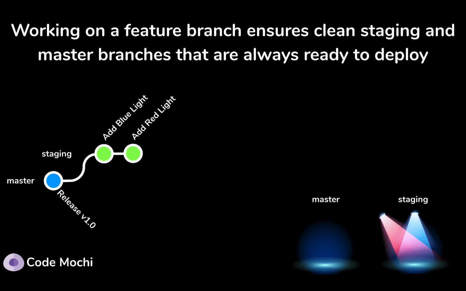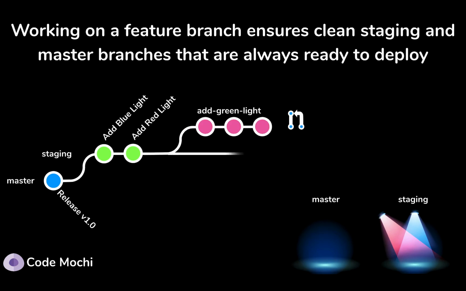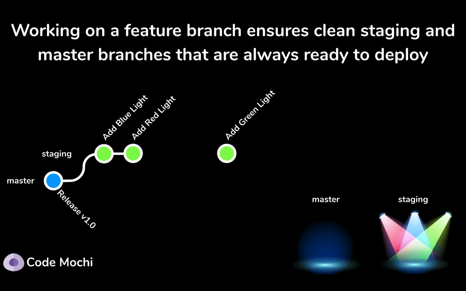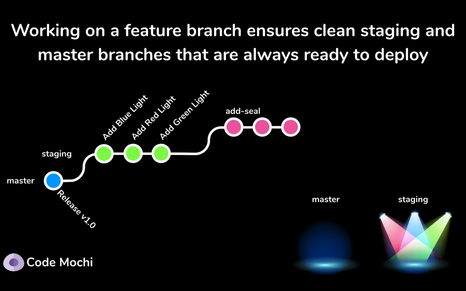We can then add our green light. And then finally, we can add our seal. We can do a pull request. We can squash all those changes. And so now we have a staging branch that has our whole seal disco party, whereas our master branch, because we have not done a pull request from staging onto master, doesn't have anything.